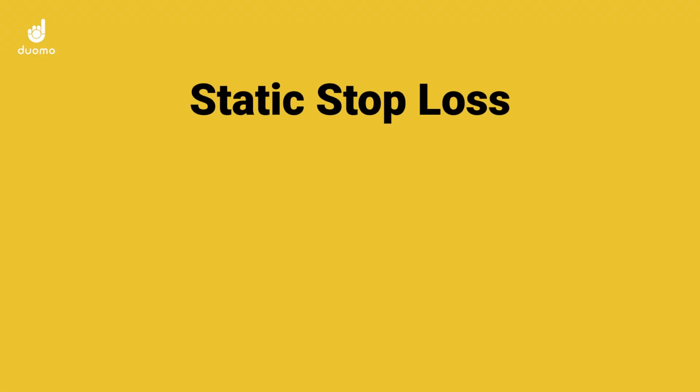The first common method is a static stop loss. This is similar to a static position size that we learnt about in the last episode, and basically this is where you'd be using the same stop loss for all of your trades.